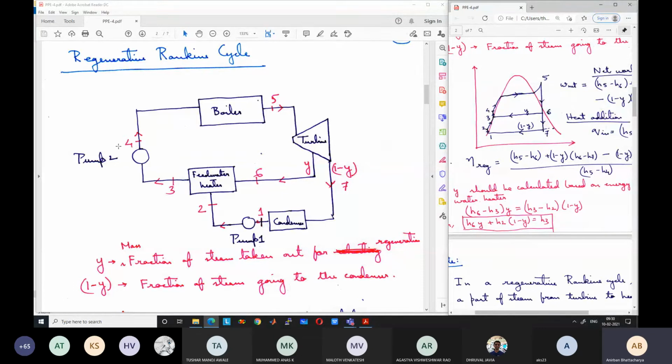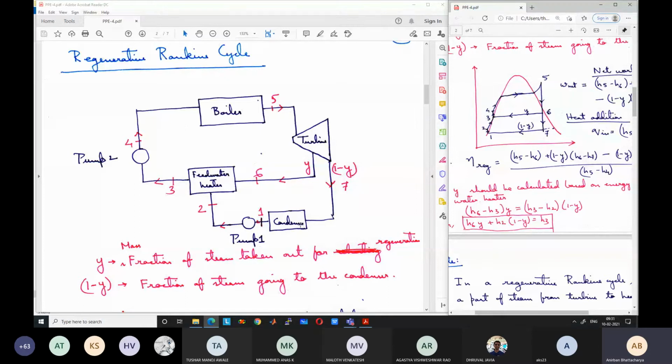So the normal boiling process occurs in the boiler, boiling and superheating, and from 5 it is passed again through the turbine, and the rest of the expansion in the turbine occurs, and part of the steam is extracted from the turbine. The rest of the steam goes through the condenser like a normal Rankine cycle, and undergoes condensation and goes to the pump.